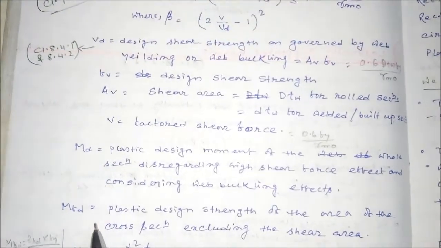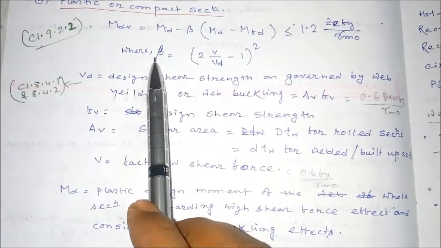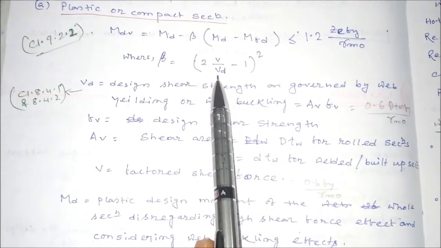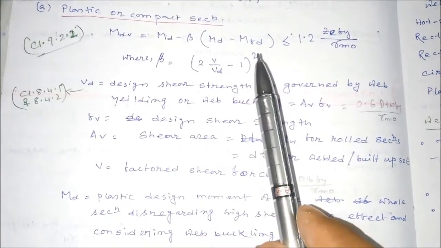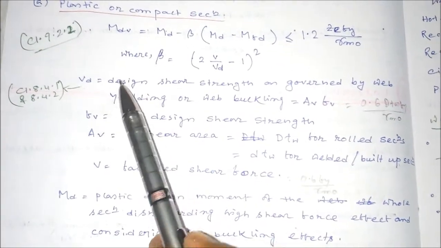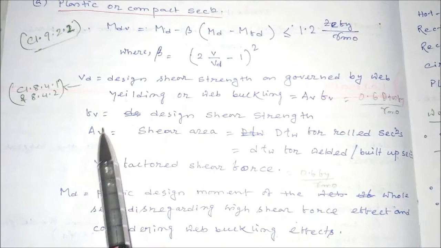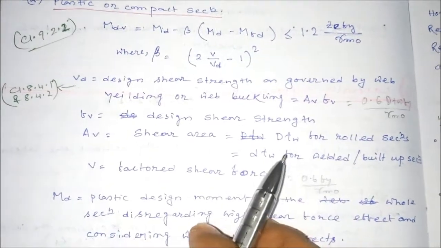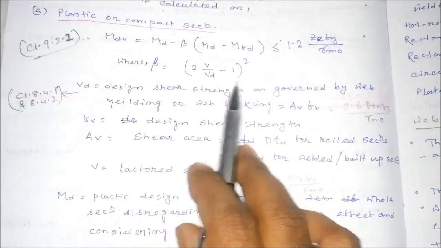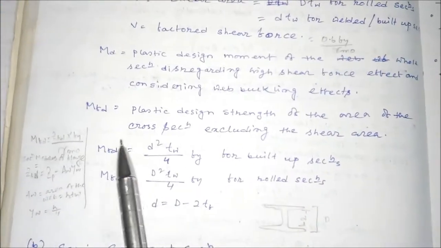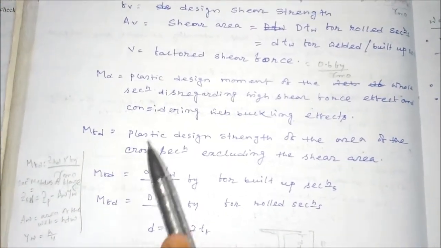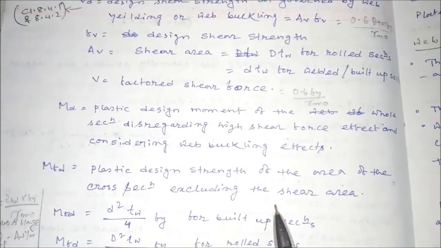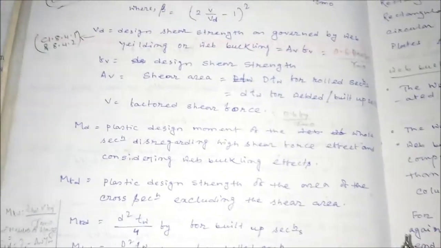And the value of beta is equals to 2 into V divided by VD minus 1, right? And V and VD are known, that VD is the design shear strength and V is the factored shear force, maximum shear force, right? So this is the value, and MFD is basically the plastic design strength of the area of the cross section excluding the shear area. How we can find out those values? Let us see.